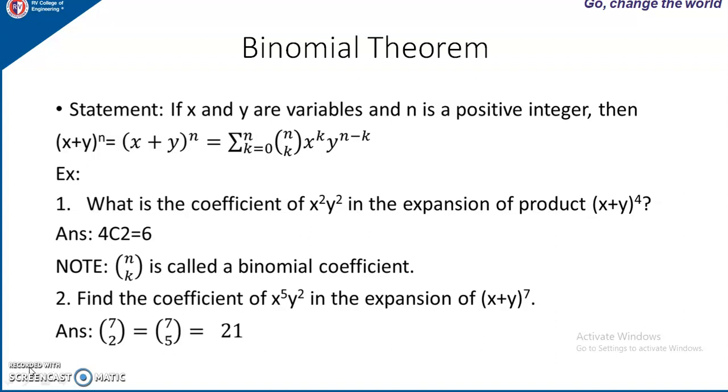Second example, find the coefficient of x^5 y^2 in the expansion of (x + y)^7. Here n is equal to 7 and k is equal to 5, so the coefficient is 7 choose 5, which is equal to 7 choose 2, which is equal to 21.